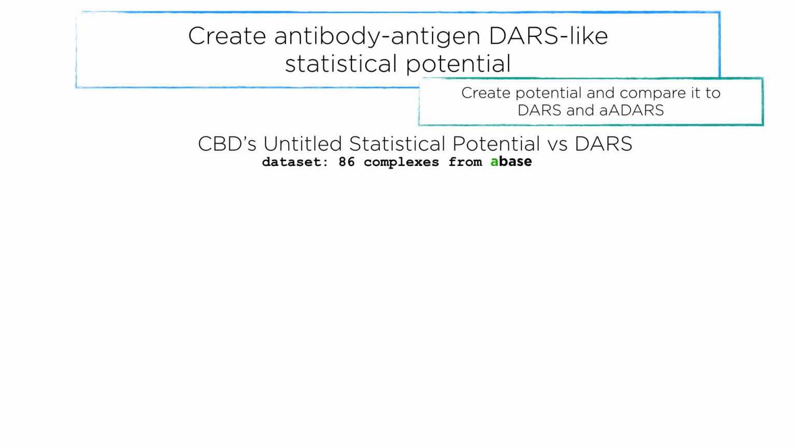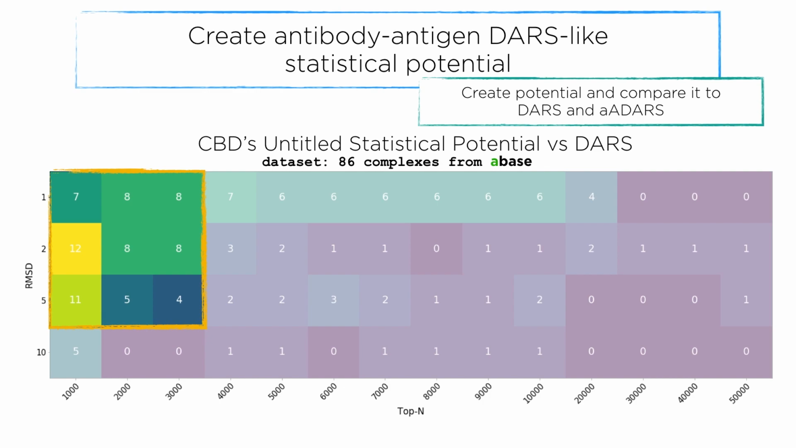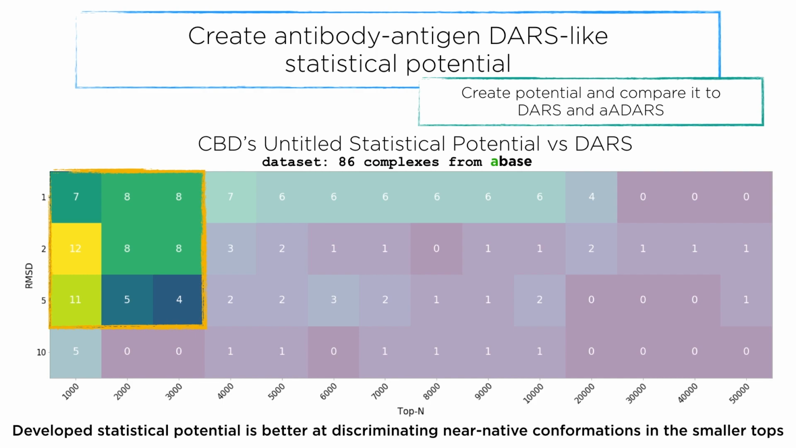Well, let's see how CBD's untitled statistical potential compares to DARS on our dataset. The difference is not that drastic, but if we look at the top left corner of the heat map, we see that here the difference is pretty noticeable, and that's cool because this part of the heat map corresponds to lower tops of structures obtained after docking, and usually those tops are moved to the next parts of the docking algorithm's pipeline. So really, we created a statistical potential that works better than its analogs at discriminating near-native conformations.